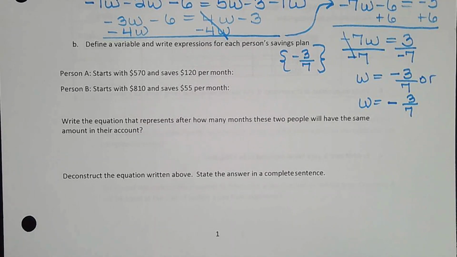So person A starts with $570 and saves $120 a month. Person B starts with $810 and saves $55 per month.